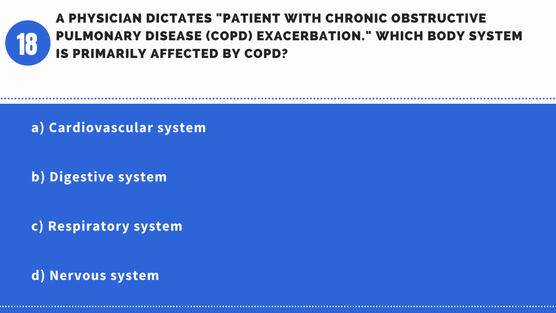Question 18. A physician dictates patient with chronic obstructive pulmonary disease, COPD, exacerbation. Which body system is primarily affected by COPD? A. Cardiovascular system. B. Digestive system. C. Respiratory system. D. Nervous system.